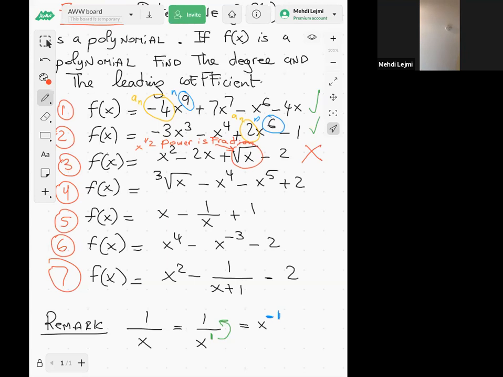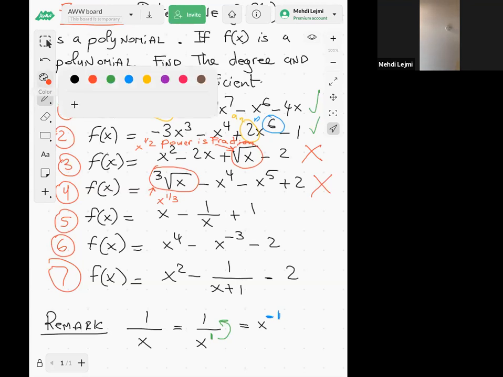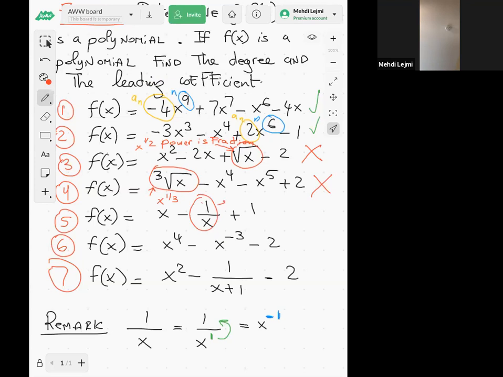Okay, now number 4, same thing. It's not a polynomial because we have this third root, and third root will be x to the power 1/3, right? So 1/3, of course, is a fraction. So it's not a polynomial. Number 5, as I said, this 1 over x is actually x to the power -1. Because you have a negative power, then it's not a polynomial, right?